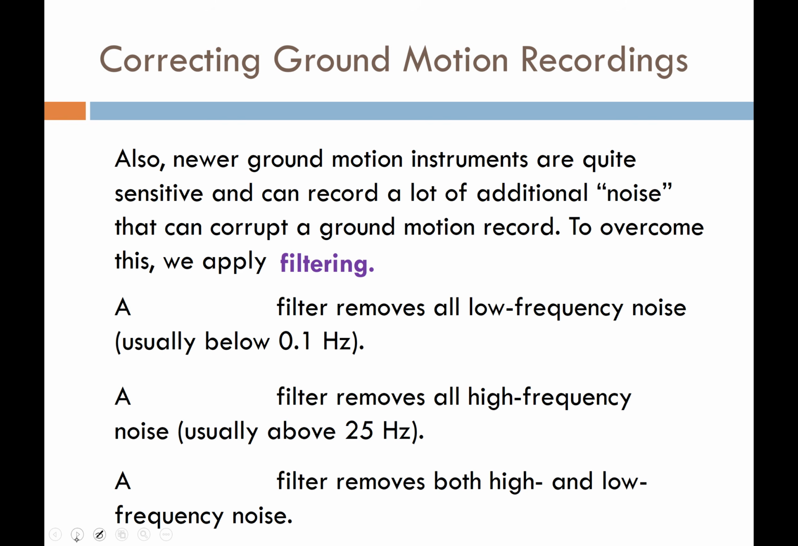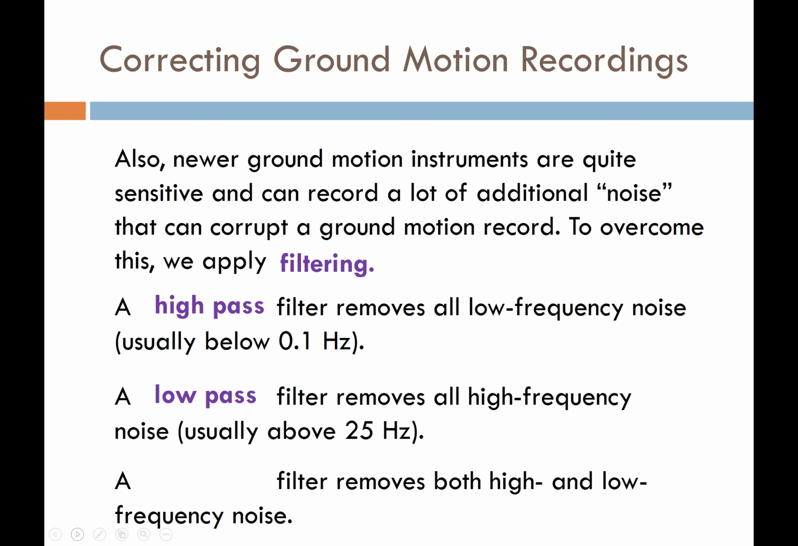So there's different types of filters. One filter is called a high pass filter, and this refers to allowing high frequency ground motions to pass. That's why they call it a high pass. But it's going to filter out the low frequency. Now we can define whatever frequency we want to filter, but usually we're going to filter out stuff less than 0.1 hertz.